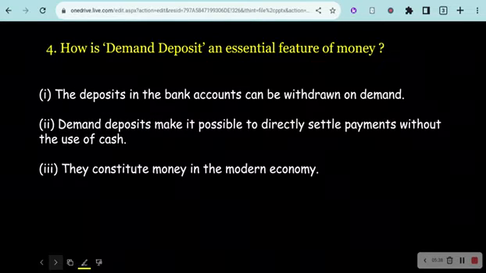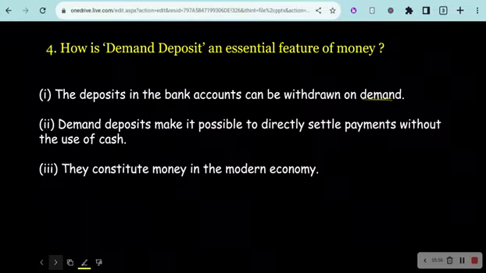Now, how is demand deposit an essential feature of money? This is from the Money and Credit chapter. We have to tell how demand deposits, meaning the deposits in bank accounts, can be withdrawn on demand.